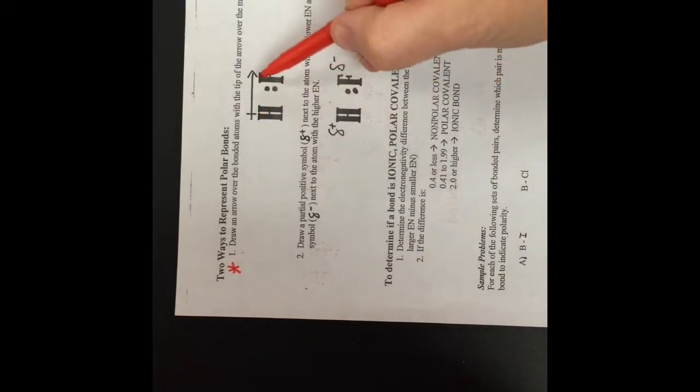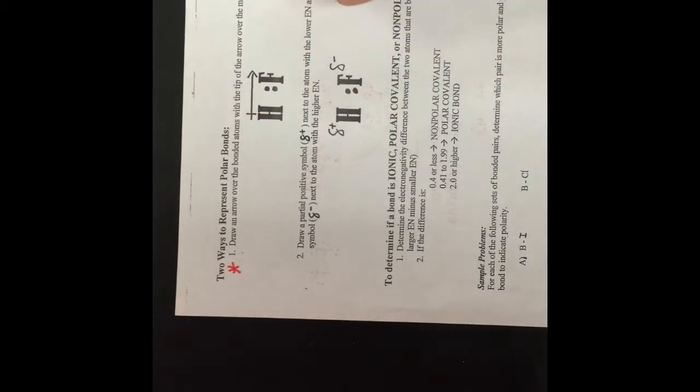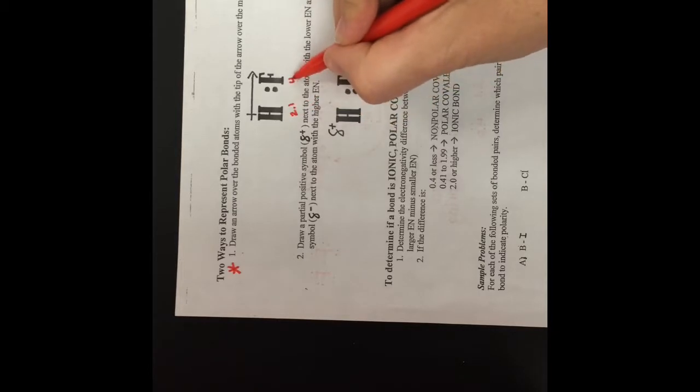And so the first way, the way that we'll use more commonly, is you take this weird looking arrow and you draw it over the bond. So let's say this was drawn a little bit more traditionally. This is what we would have drawn in our homework. To draw the arrow, you're going to put the tip of the arrow, which is here, over the more electronegative element. So we said that this one was 2.1, this one was 4.0. So whichever one has a higher electronegativity gets the tip of the arrow.